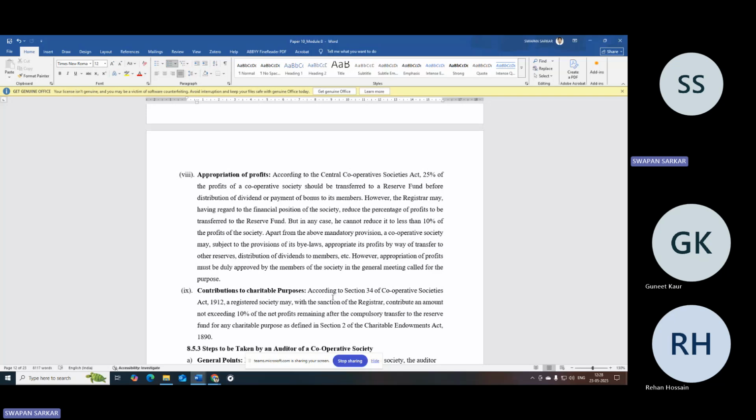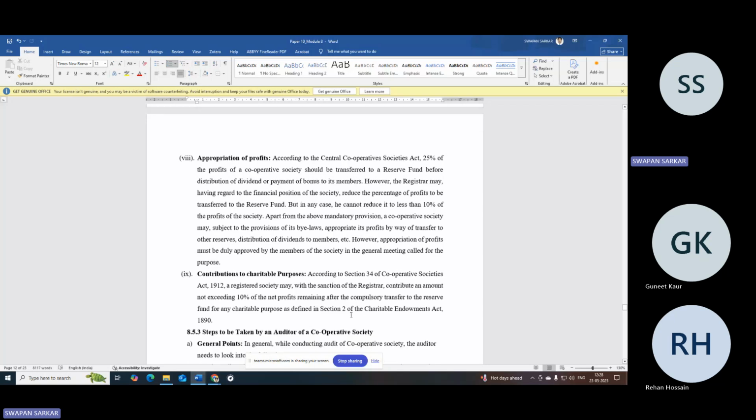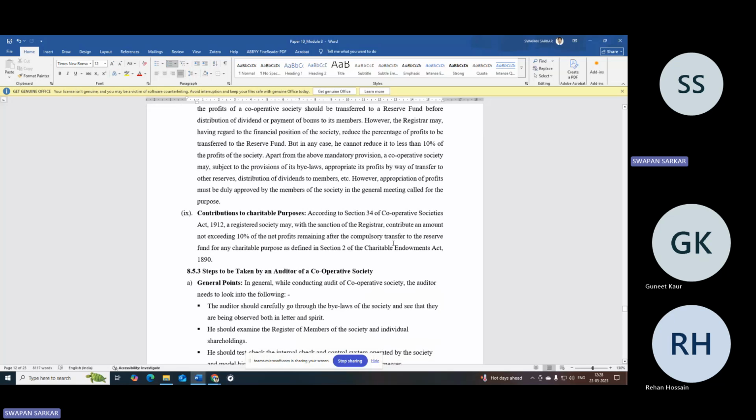Contribution to charitable purpose. According to Section 34 of the Cooperative Societies Act 1912, a registered society may, with the sanction of the registrar, contribute an amount not exceeding 10% of the net profits remaining after the compulsory transfer to the reserve fund for any charitable purpose as defined in Section 2 of the Charitable Endowment Act 1890. So these points, I think you should keep in mind while discussing a question on what are the aspects to be covered in conducting the audit of a cooperative society.